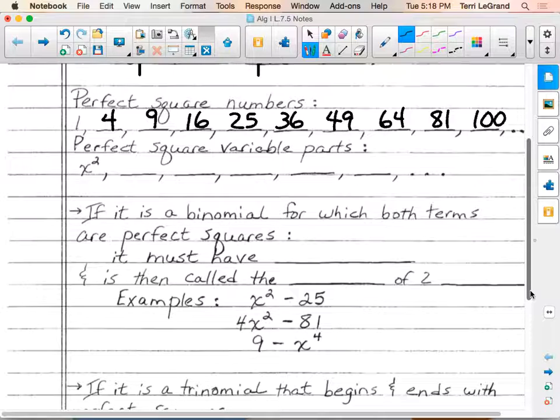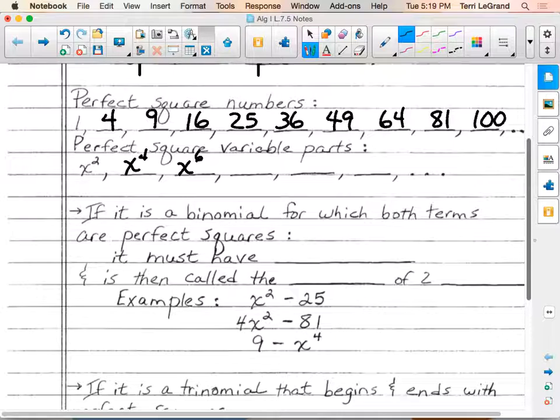Remember, when we multiply powers with the same base, we add their exponents. So the next perfect square variable would be x to the 4th, because x squared times x squared is x to the 4th. Now the next one: what is x to the 3rd times x to the 3rd? That's 3 plus 3, 6, so x to the 6th.